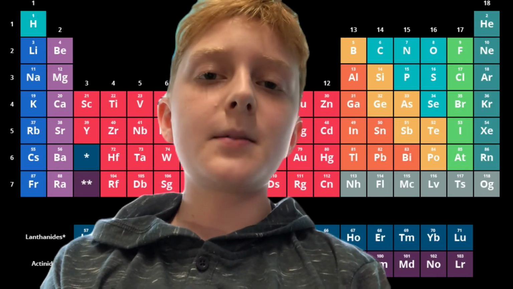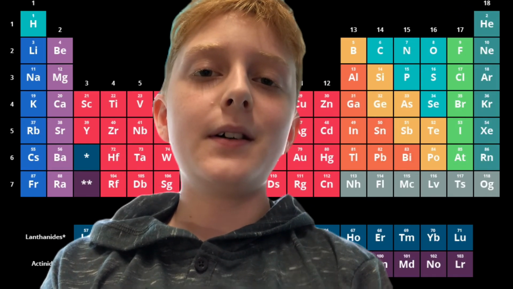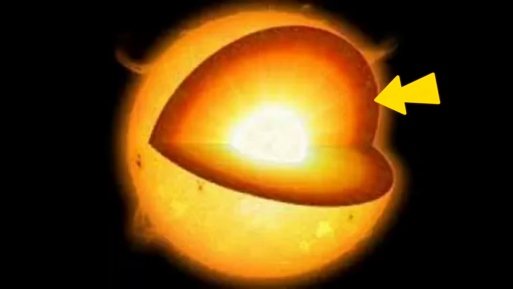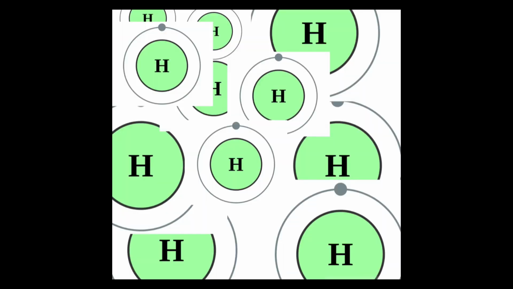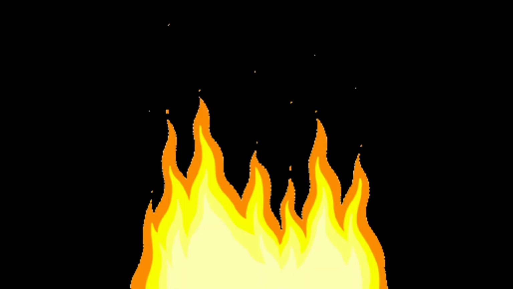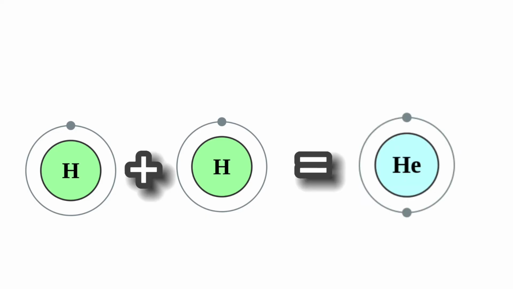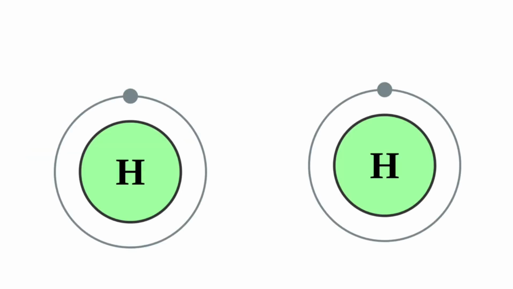Now, let's talk about the next logical step, explosions on the sun. But first, let's talk about how the explosions start. The explosions start at the core of the sun. The core of the sun is filled with hydrogen, and with all this heat and pressure from the sun, it turns that hydrogen into helium. But this isn't any normal hydrogen. These are 2 special hydrogen atoms.